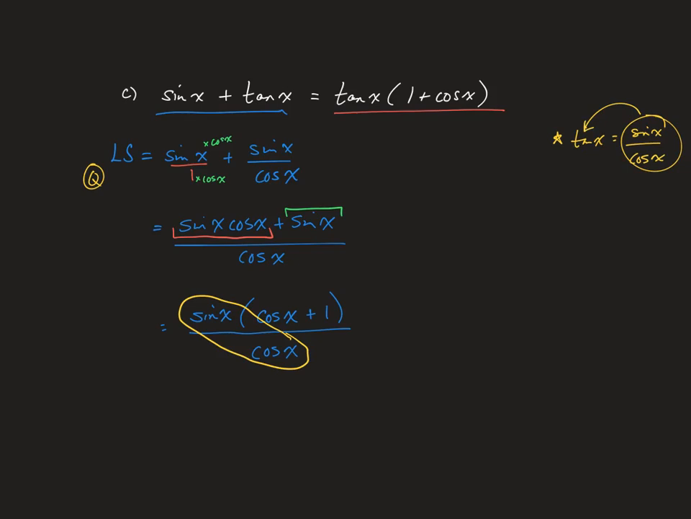We've tackled 3 problems where we substituted in for tan. Here's a problem where we can substitute in for sine x over cos x. That gives me tan x times, and now that I see 1 plus cos x, I'm just going to write it in the exact same form, so the left side looks exactly as the right. And there we go. Left side equals right side, therefore we've proven that identity.